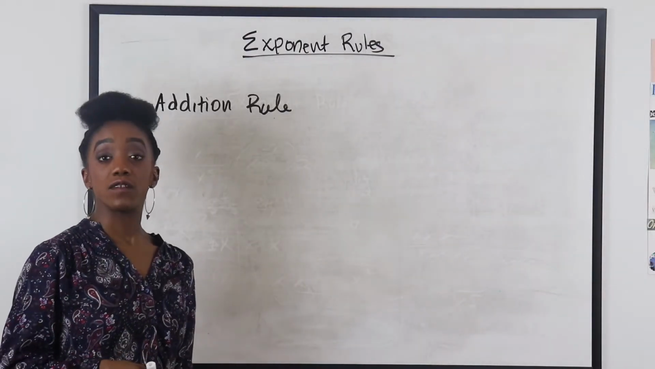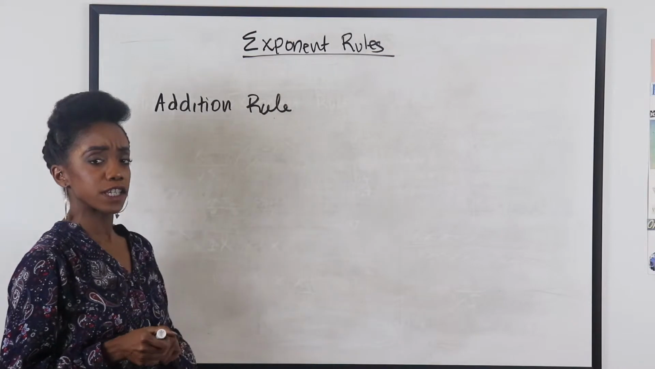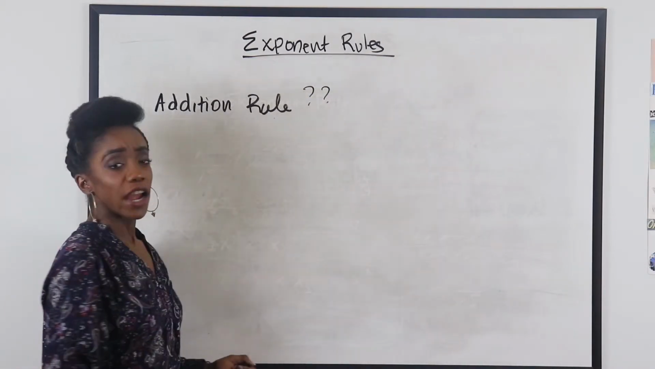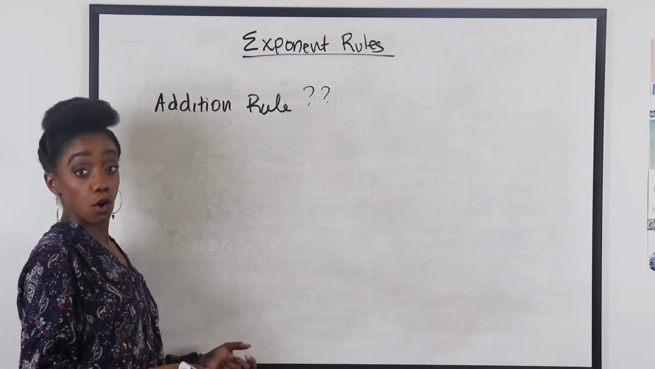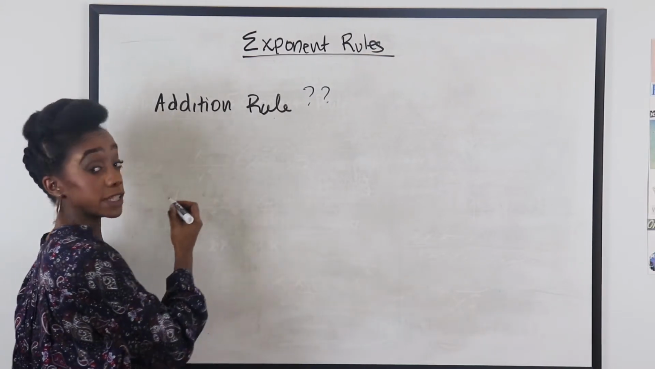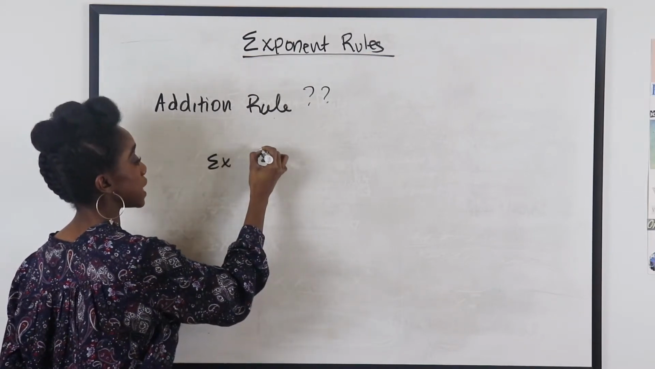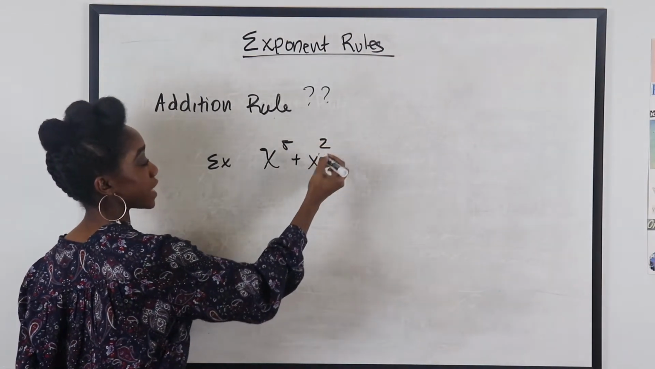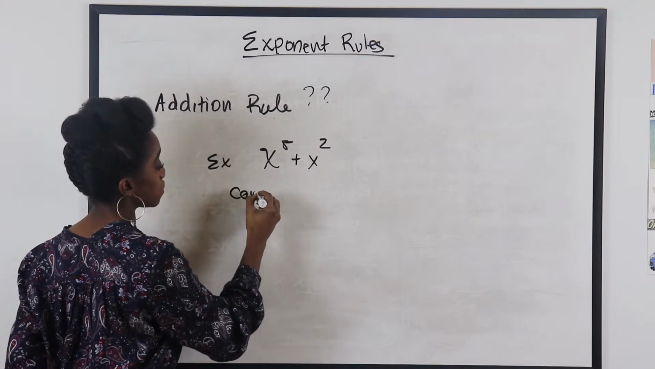Finally, we're going to end this video off with the addition rule. I'm actually going to put some question marks here because there actually is no addition rule, but you do want to consider the case where you are trying to add. Let's say x to the fifth plus x to the second. Now, you actually cannot simplify this.